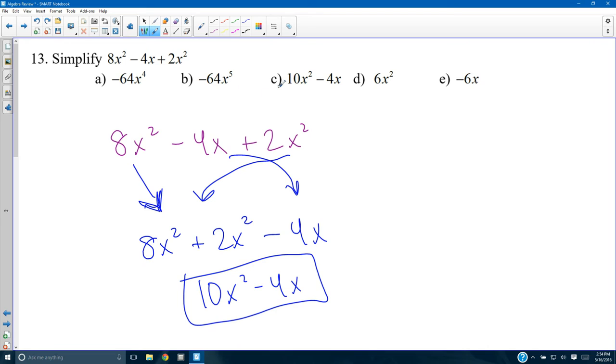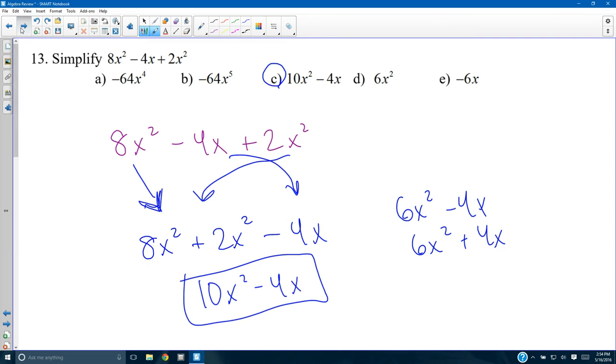The problem's a little hokey because the only answer that has 2 terms is this one, and we know these can't combine, so that's kind of strange. I would have preferred they also had one with 6x squared minus 4x, or 6x squared plus 4x, because 6x squared would have been from 8x squared minus 2x squared. A lot of people do that. They put minus and subtract them. Don't do that. The 2x squared is a positive number.